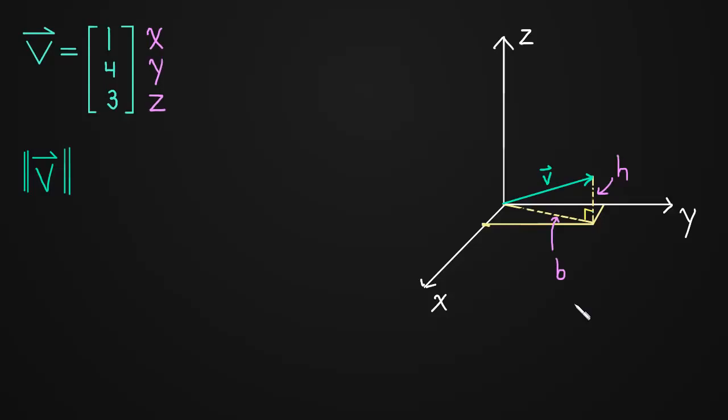Okay, so knowing that, we can just apply the Pythagorean theorem. And the length of v is simply the square root of the base of that triangle squared plus the height of the triangle squared.